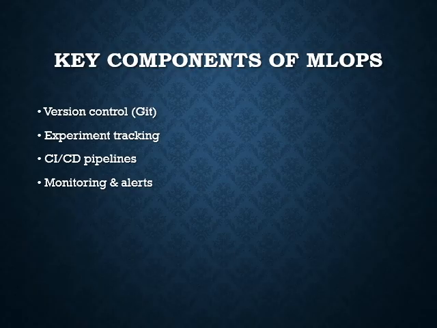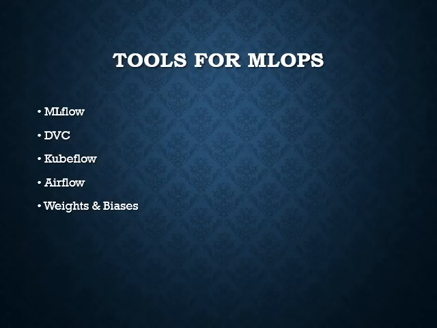Key components of MLOps. Important parts of MLOps include version control using Git, experiment tracking, CI/CD pipelines, monitoring, and alerts. This helps manage ML systems like professional software projects.